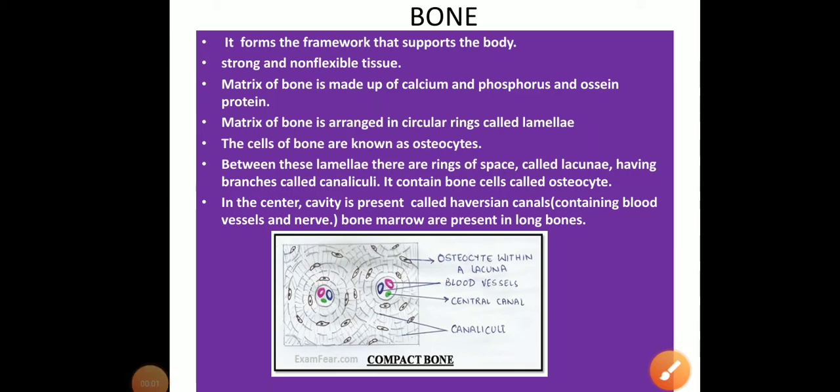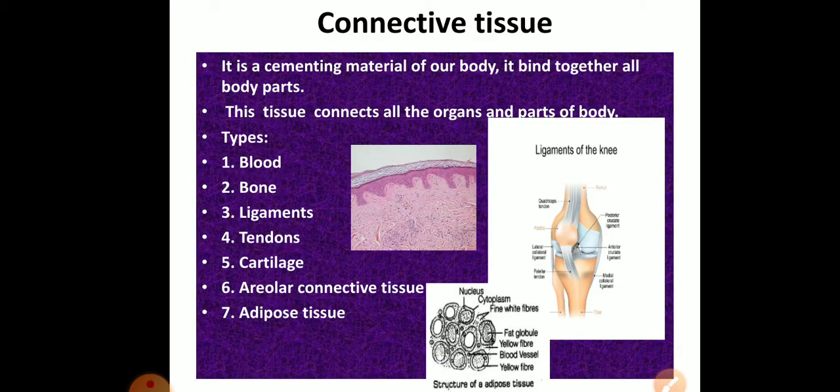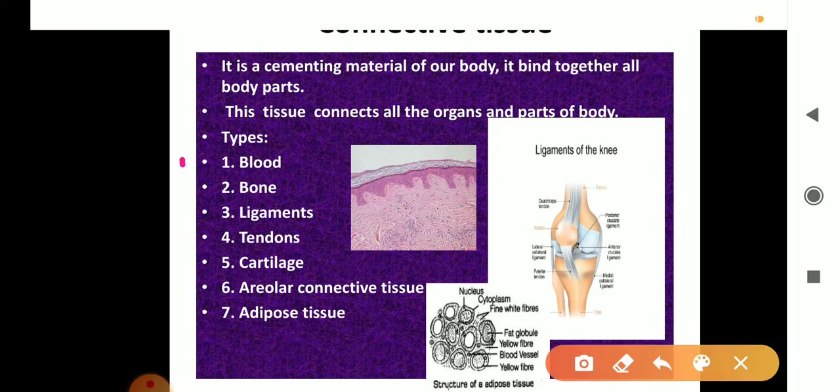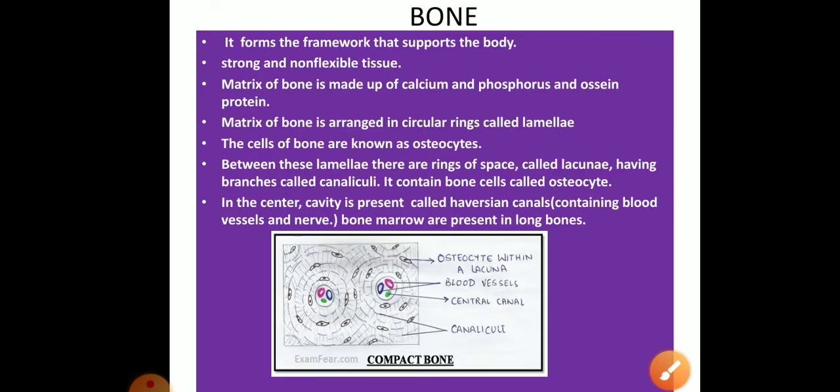Good morning, students. Today I will explain the other connective tissues. Last time I told you about the first connective tissue, that is the blood, right? Now today we will study the rest of the connective tissues, that is bone, ligament, tendon, cartilage, areolar connective tissue and adipose connective tissue. Now see one by one.